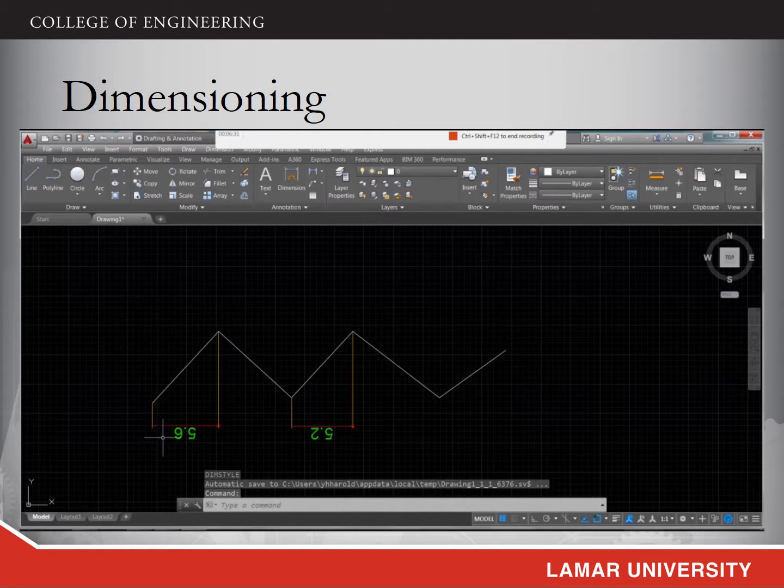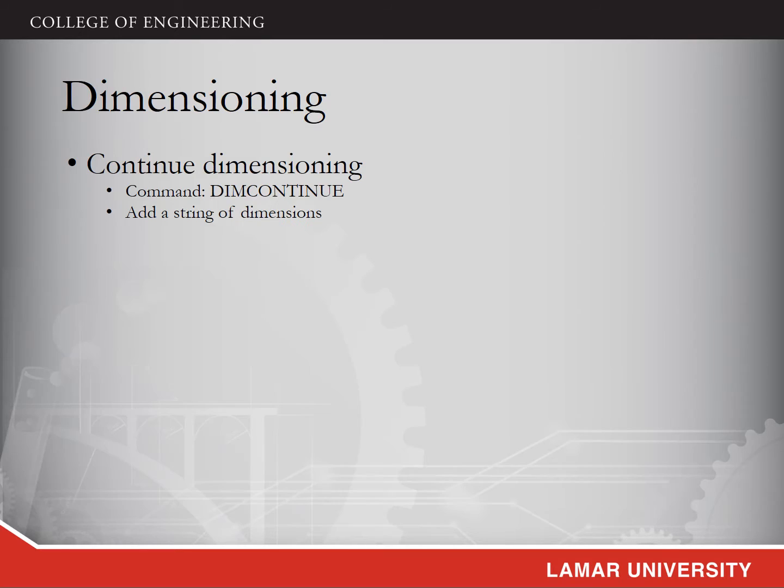Here we will see that the size of the dimension is large enough for you to observe all the values. The first line segment will have the horizontal distance of 5.6 and the second one is 5.2. Now let's check some advanced dimensioning functions.